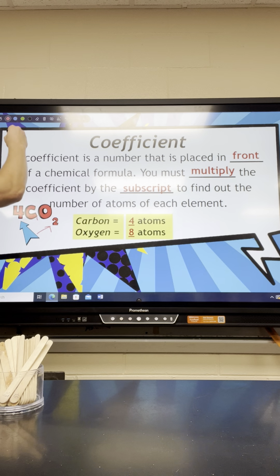So if I wrote, I have 4 oxygen, but I only have this 1 P. So if you don't see a subscript there, it just tells you there's 1 P in this whole equation.